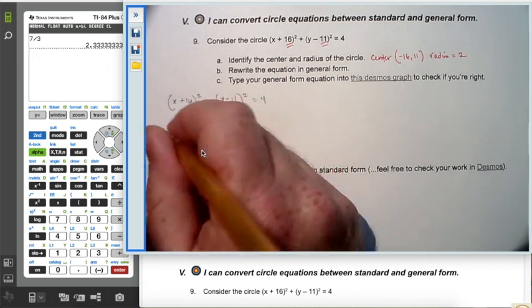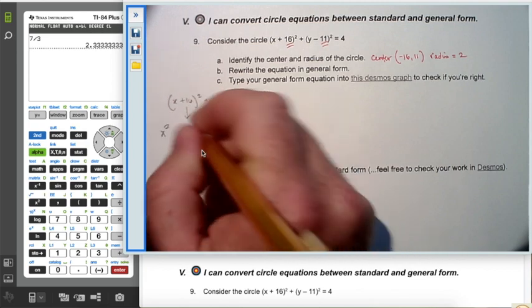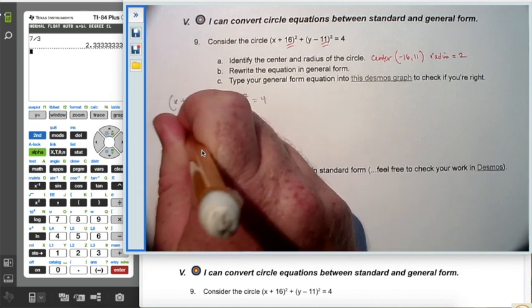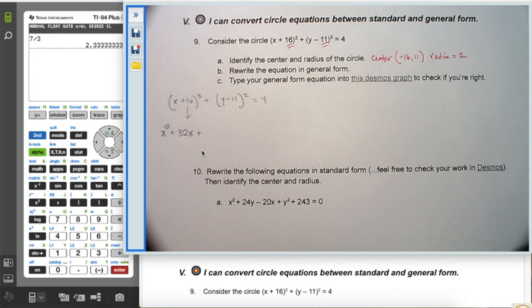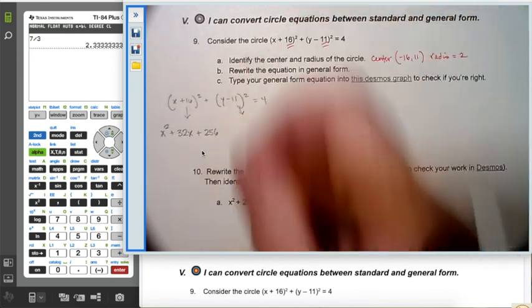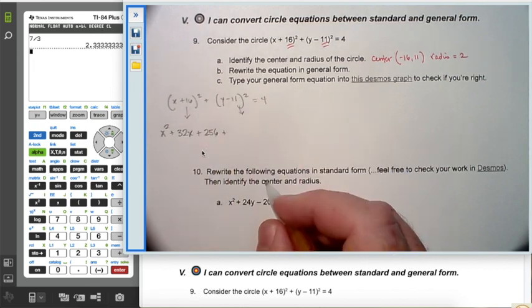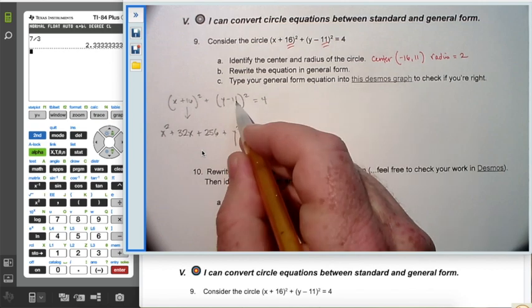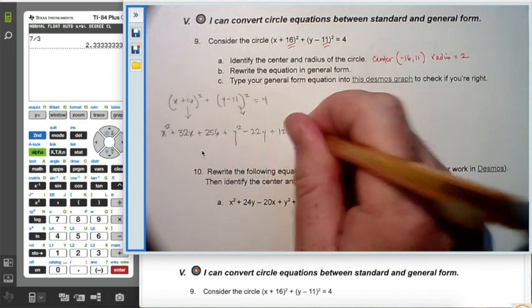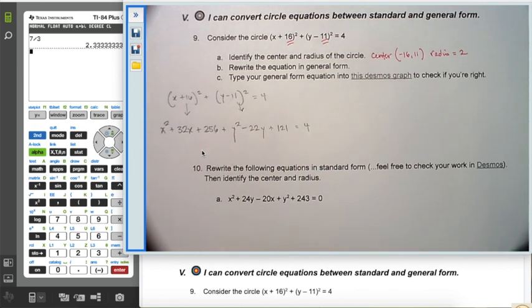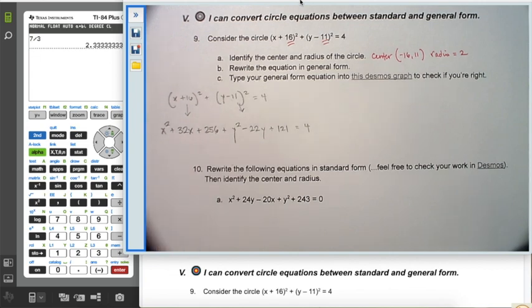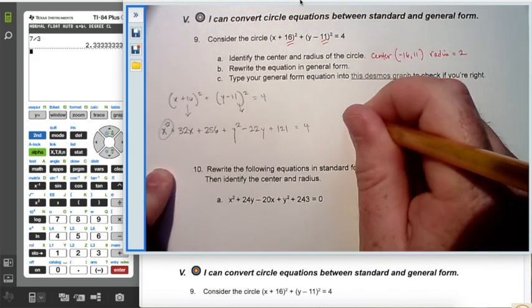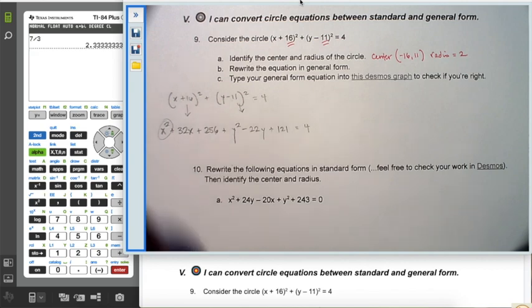X plus 16 squared, that expands to x squared. I guess you'll have 2 copies of 16, so 32 x's in the middle, and then 16 squared is 256. Don't worry, I had to look that one up too. Y minus 11 squared, I'm going to have a y squared minus 22 y's plus 121. All that equals 4. So now I'm going to start combining like terms and putting them in the right order.